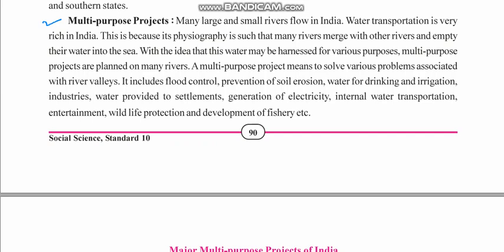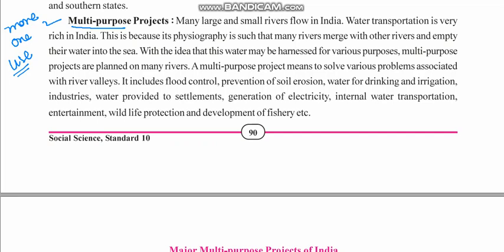Multi-purpose projects of India. Now from the word you can understand multi-purpose. Multi-purpose means which has more than one purpose, which has more than one use. Now these projects are used in multiple ways and that's why they are known as multi-purpose projects.